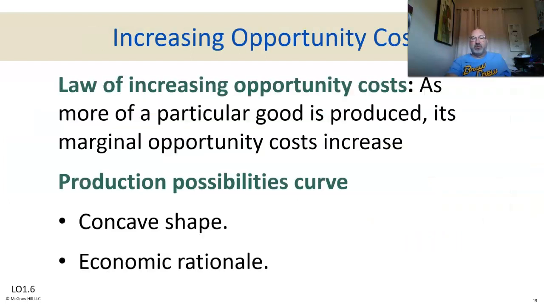What is behind this? We have the law of increasing opportunity cost. As more of a particular good is produced, its marginal opportunity cost increases. So as we move along that curve, A to B to C to D to E, the reason it's concave, the reason it's moving in that concave fashion, is the law of increasing opportunity cost. Its marginal opportunity cost goes up. That's why it has that concave shape.